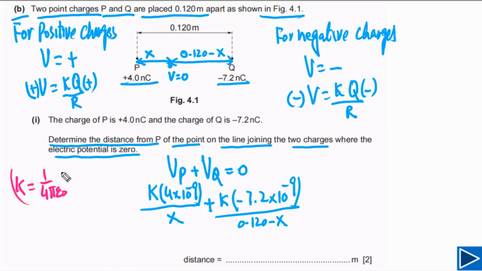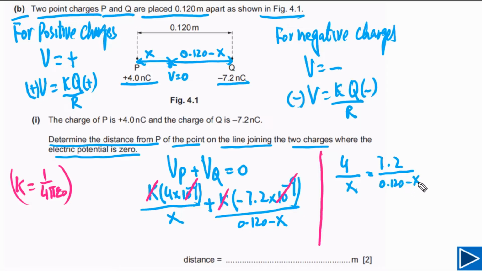You can also enter 1 over 4 pi epsilon naught. To keep it simple, I'm using k. So we can cancel k with k, and the power 10 to negative 9 we can cancel with 10 to negative 9. Now we can simplify this. We're left with 4 divided by x here, and this is negative. On the other side, this will be positive. So this will be equal to 7.2 divided by 0.120 minus x.